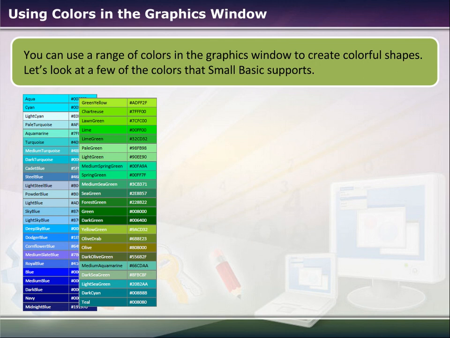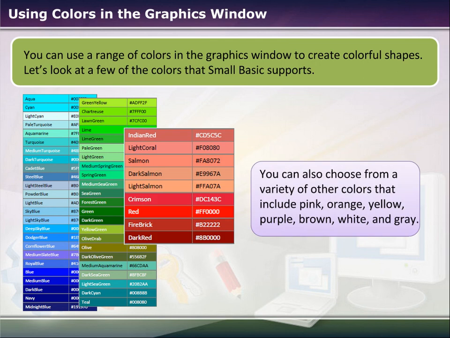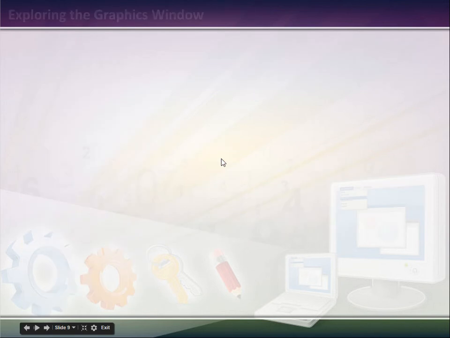Here are some more colors. Here are even more colors, and even more. So you can choose from a variety of colors, including pink, orange, yellow, purple, brown, white, and gray. We'll talk a little bit more about what these values are, but these values correspond to the mixture of pigments that will give you Indian red. These values correspond to the mixture of colors that will give you light coral. At some point in time you could just enter those values in as well.